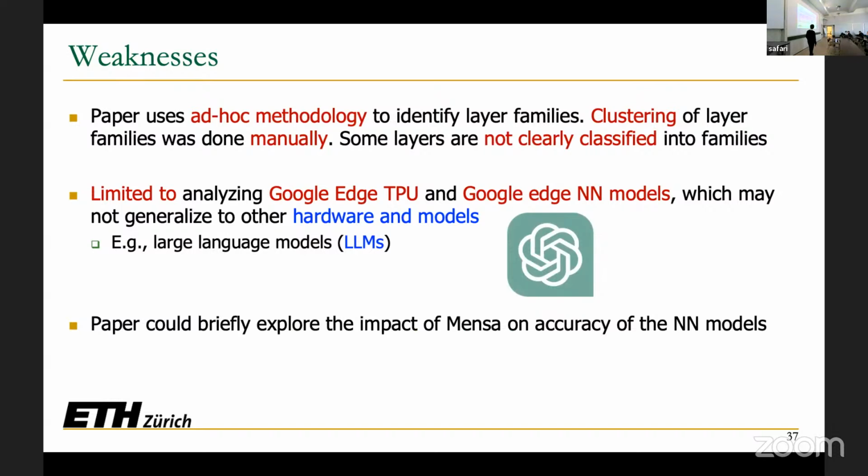The paper could briefly explore the impact of Mensa on the accuracy of the neural network models. I discussed this with my mentors. We don't think there would be any impact on the accuracy itself, more so the throughput and the energy efficiency. However, when you're trying to get consumers to adopt your product or your acceleration framework, it's always better to know that it doesn't actually affect the accuracy, but this was not explored.